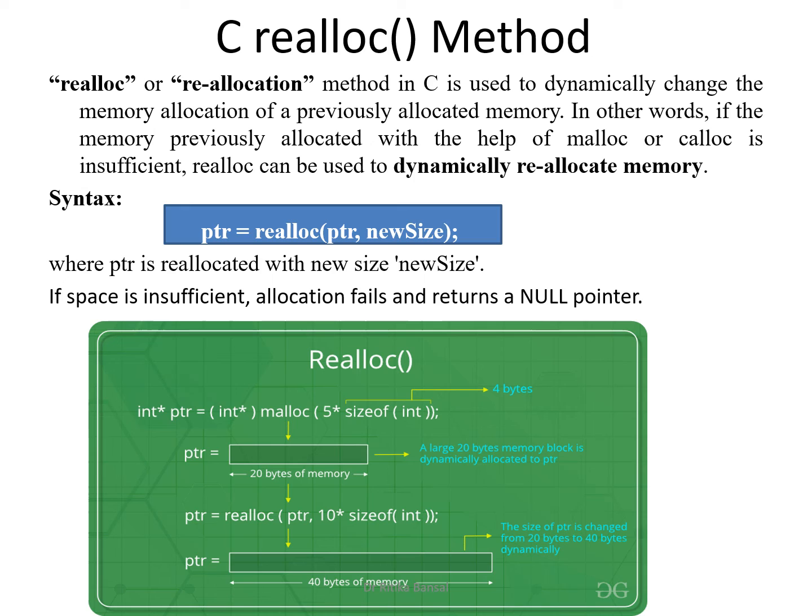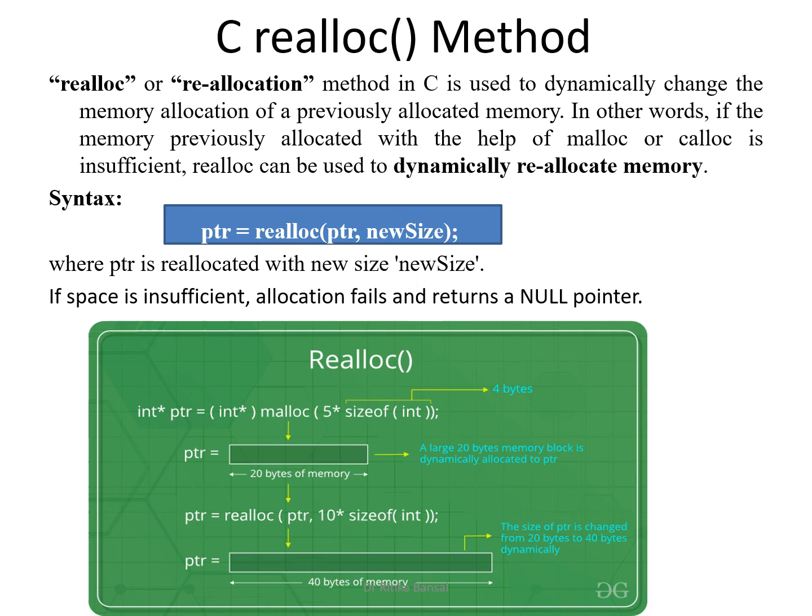Come to the green box. Through int star PTR and the malloc function we have booked 20 bytes and the address is held by PTR. Now I want that PTR should hold 40 bytes, not 20 bytes. My requirement is 40 bytes. What should I do? I use the realloc function. In the bracket I will say PTR, the old pointer, comma, new size 10 into size of int. Now it means PTR will hold the new size, not the old size of 20 bytes. Now PTR will hold 40 bytes.